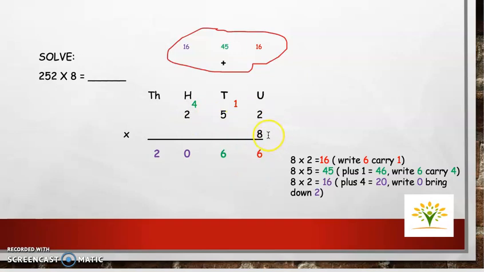So we start. 8 times 2 is what? 16. You write 6 and carry 1. This is my 16. Then I go again. 8 times 5 is 40. Remember, I have carried 1. So I will add the 1 and it will be 41. I'll write 1 and then I'll carry 4. Is that clear? Good. Then I'll go again. 8 times 2 is 16. I would add this 4 again. 16 plus 4 is 20. And my answer is 2016. Brilliant.